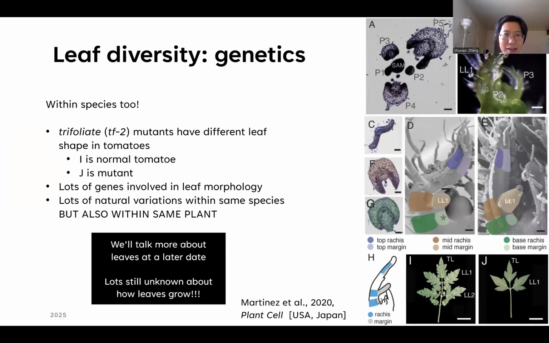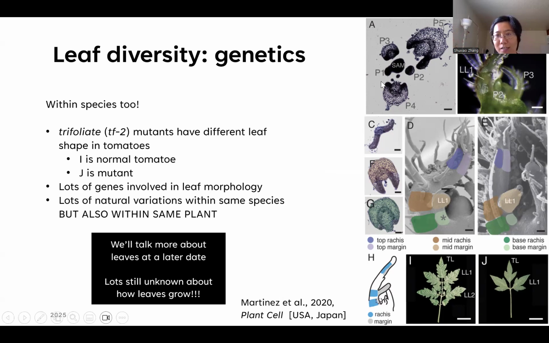And one of the reasons I mentioned this is to go into the fact that there are a lot of things that affect the shape of the leaf. So that is genetics, the source of leaf diversity. And you can have diversity within the same species. For instance, in this case, there is a gene called trifoliate. And if you mutate this gene, the plants with this mutation will have a different leaf shape in tomato.